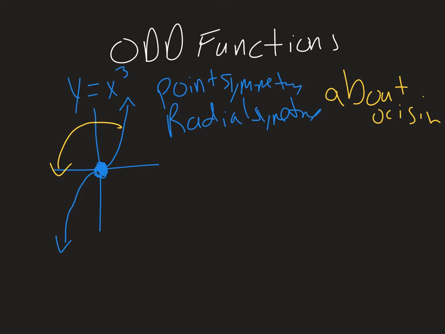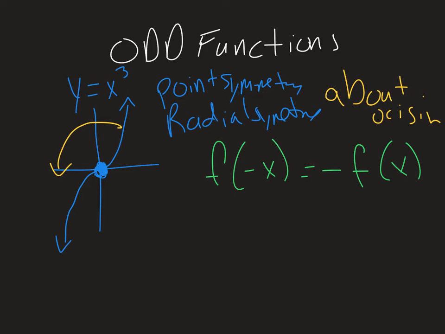So it's really easy with an odd function. If it doesn't go through the origin, it's not an odd function. So y equals x cubed is one example, and algebraically, what it looks like is if I plug in the negative, f of negative x, that'd be the same as if I have just negative f of x.